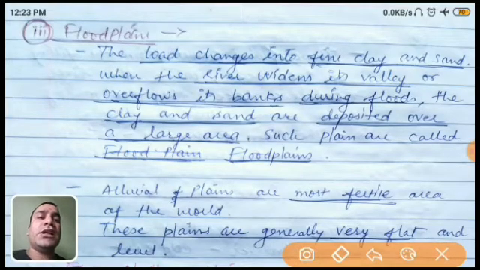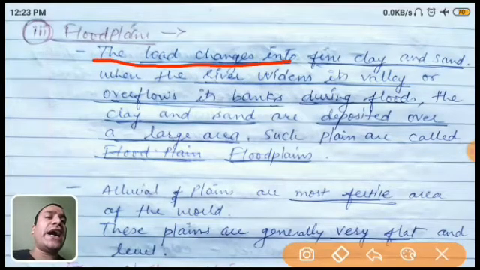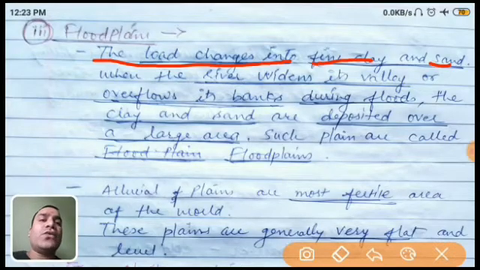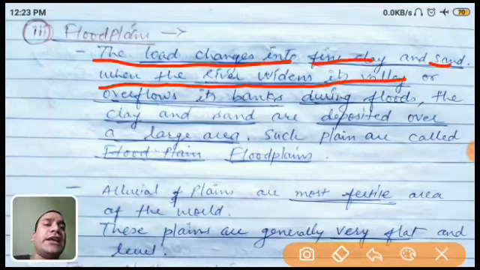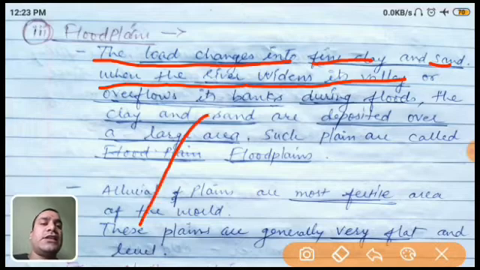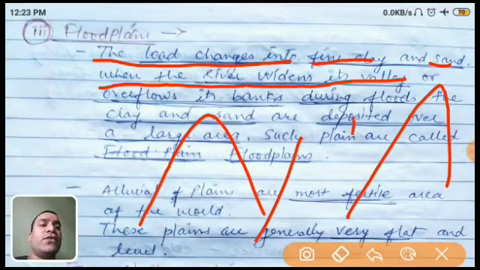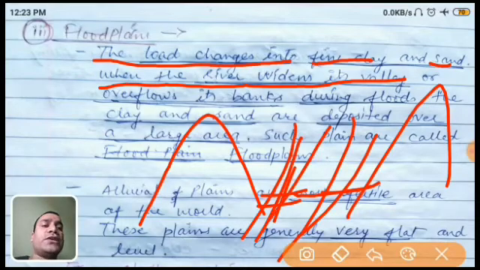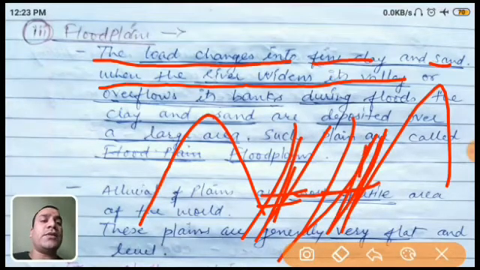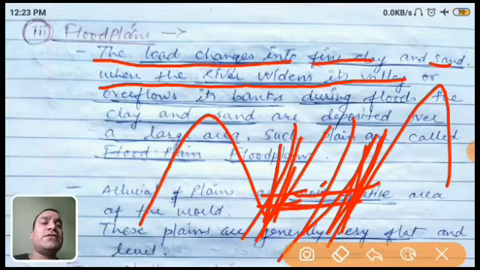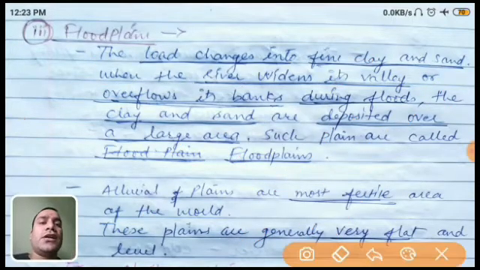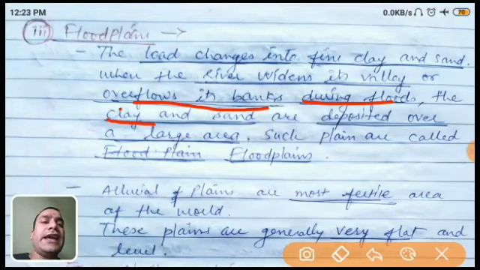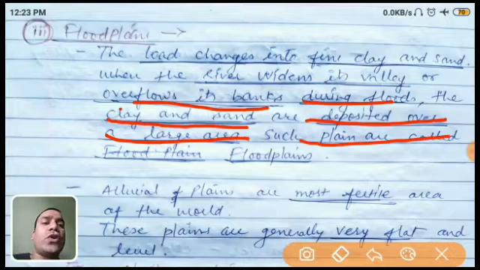Now see, the load changes into fine clay and sand when the river widens its valley. Now you have seen these are the two mountain ranges and here is the valley. So the valley is widened because erosion is going on from both sides. That's why this valley is broadened. The river overflows its bank during flood, and the clay and sand are deposited over the large area. Such plains are called the floodplain.